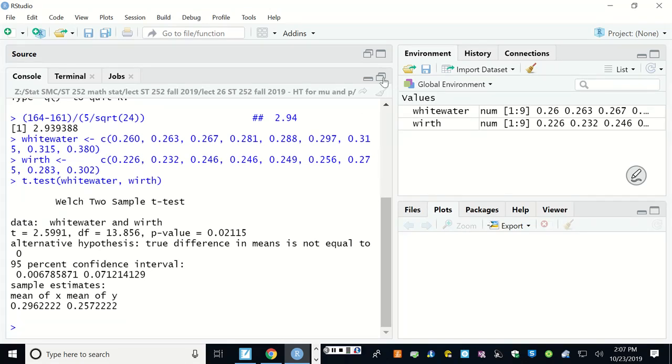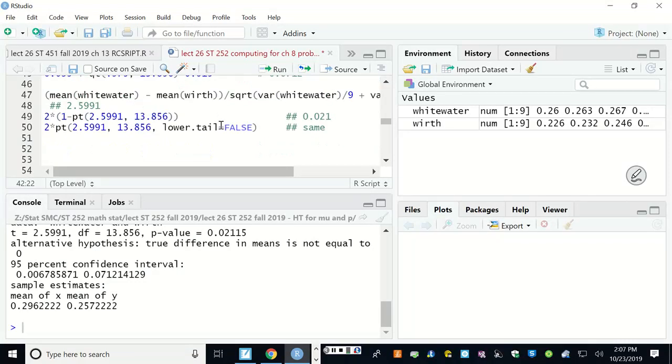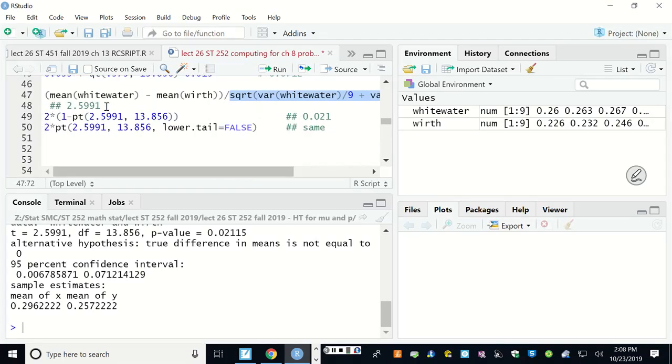If I made my confidence interval better, if I changed the degrees of freedom here to match the one for Welch, we get the results that they had. The other way is just doing the t-statistic: the difference in means, and here's the standard error formula in there. You can type it all there. You get 2.599. That's the t-statistic. Here's the p-value, 0.021.